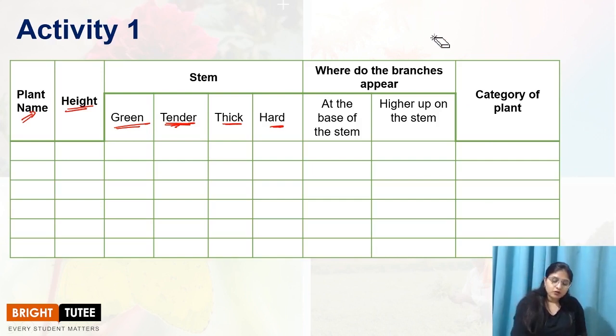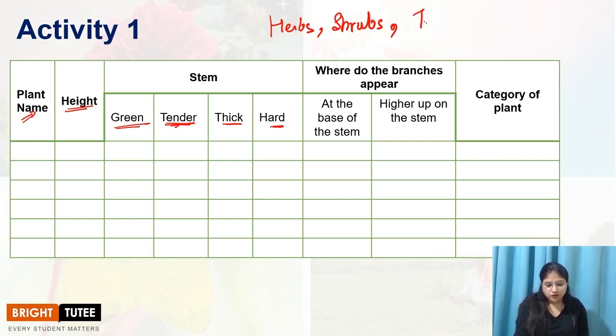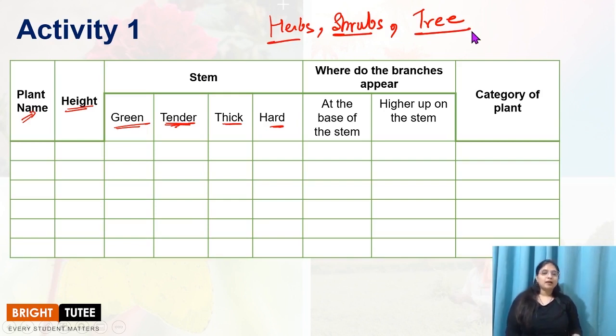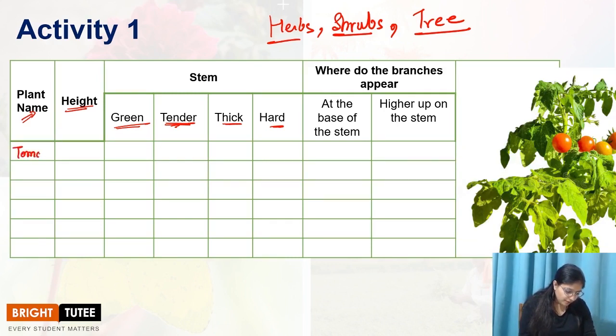Based on all these observations, students, there are three kinds of plants. One is herbs, then you have shrubs, and then you have trees. These are the three main categories into which the plants that we see around us are classified. Now, I will explain it to you and fill in some of the plant information so that you are able to do the activity properly. First of all, let's say we observe the plant of tomato, right?